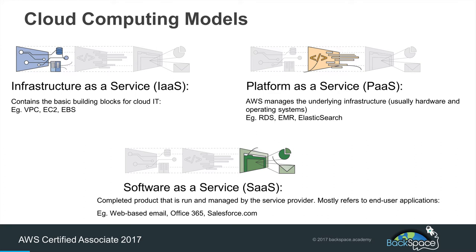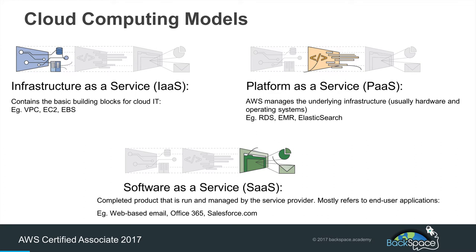The next model is Platform as a Service, or PaaS, and that is where AWS manages the underlying infrastructure, which is usually the hardware and operating system. A good example of that is where you want to deploy a database, for example. So you could use the EC2 service and create a building block using EC2 inside a VPC and have an EBS attached to it and whatever. And then you can put your database application on top of that server, and you manage that server, you manage that operating system, you manage that database.